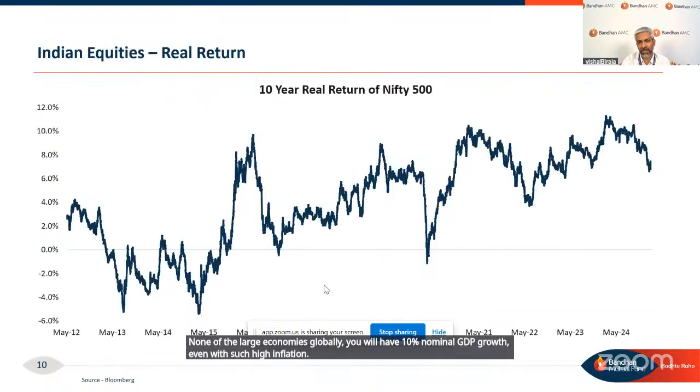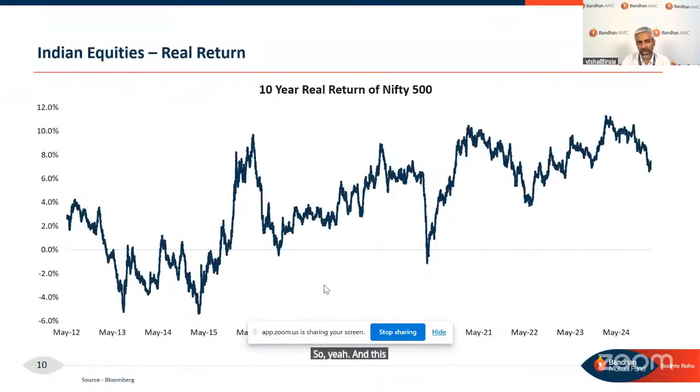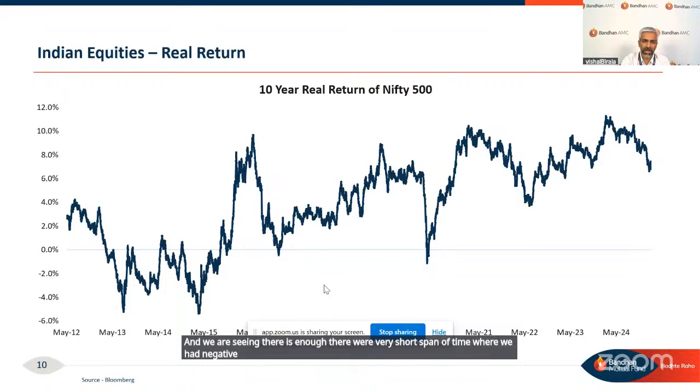And this is the real return of Nifty 500 over the last, say, about 13 years. We are seeing there were very short spans of time where we had negative returns. Otherwise, most of the years we've had positive returns. And even if there is a spike downwards, it bounces back quickly so that you at least come to zero.